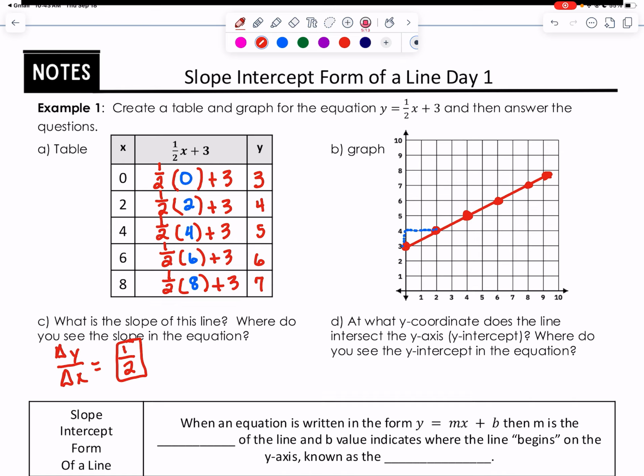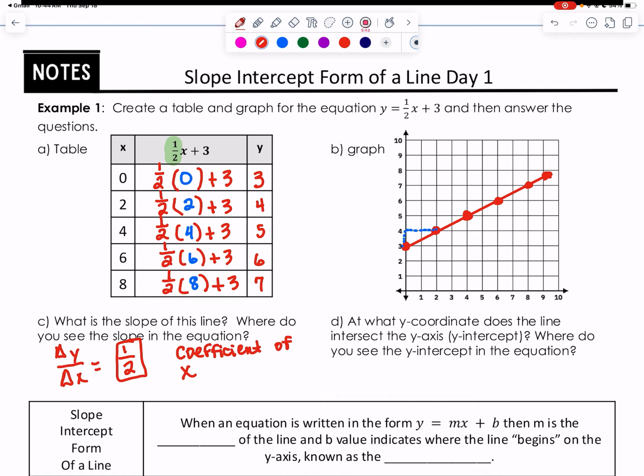Now, we can also see that slope inside the equation. Let me highlight it for you. It's right here attached to the x. So the way we say that mathematically is we would say that it is the coefficient of x. That's our slope. All right.